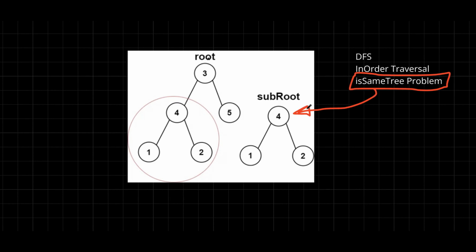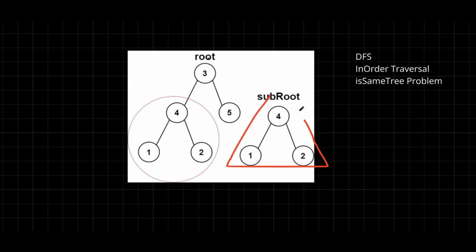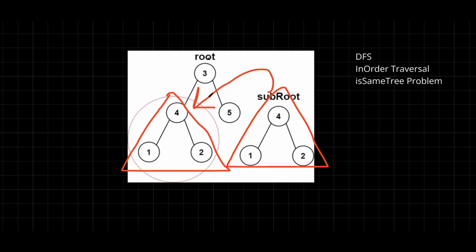Now, here we can see that this subtree 4, 1 and 2 is a subtree of this. Or we can say that this subroot is present as a subtree in this root. So we have to simply return true. Now how can we solve this problem?